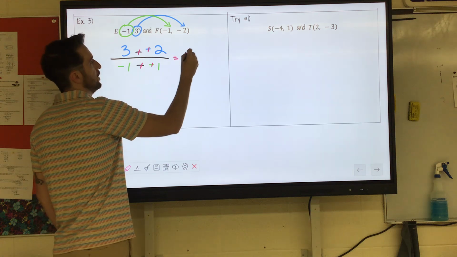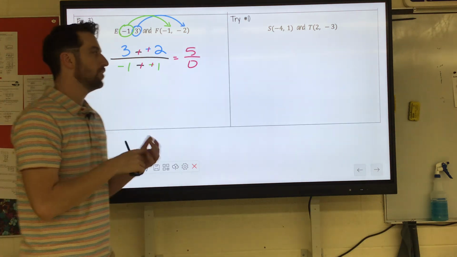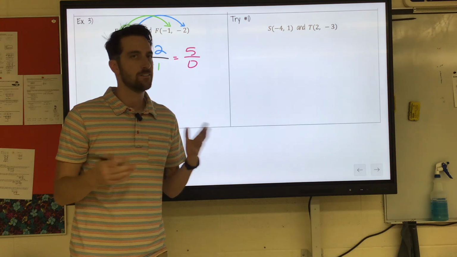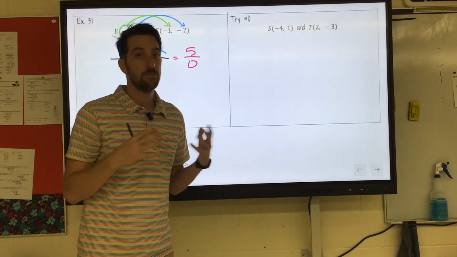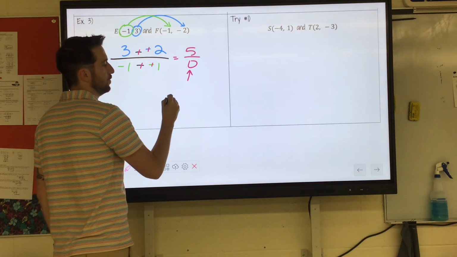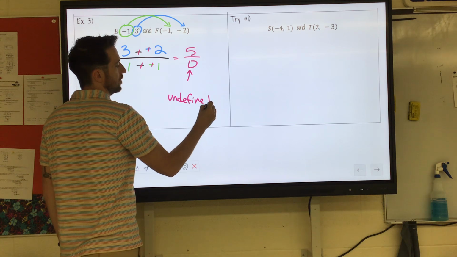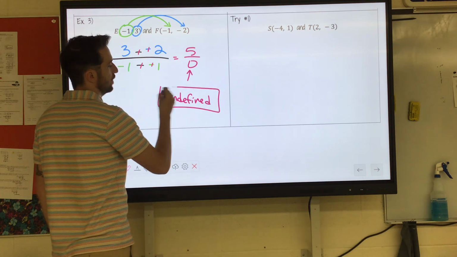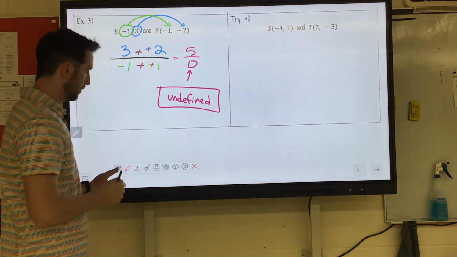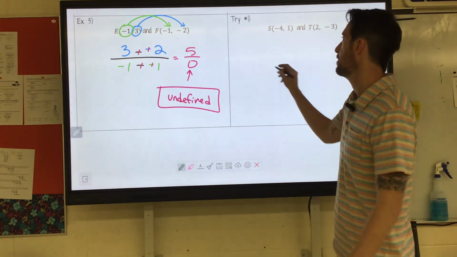3 plus 2 is 5. -1 plus 1 is 0. If you type 5 divided by 0 in your calculator, it's going to say error, undefined. You cannot divide by 0. So when you have a 0 in the denominator, we say the slope is undefined. Try out this one. Go ahead and pause it, try it, check back in, see if you get the same thing.